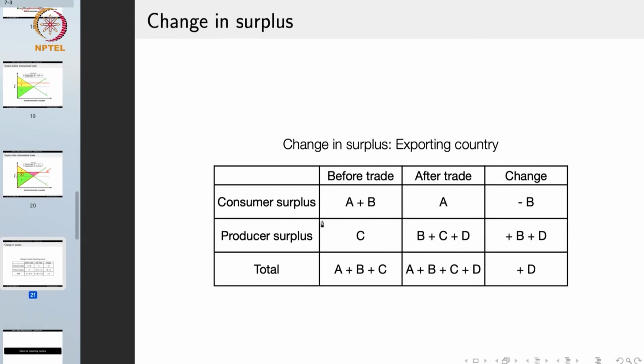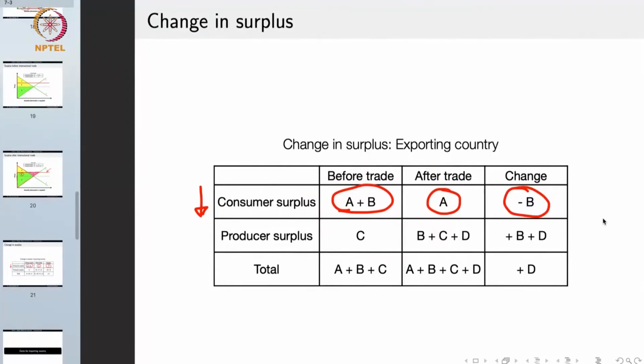Now, if you look at the consumer surplus, before trade it was A plus B, after trade it is only A. So there is a net change of minus B, which means that the consumer surplus reduces. So the result of the international trade is a reduction in the consumer surplus, and this reduction is happening because the domestic price levels have gone up.